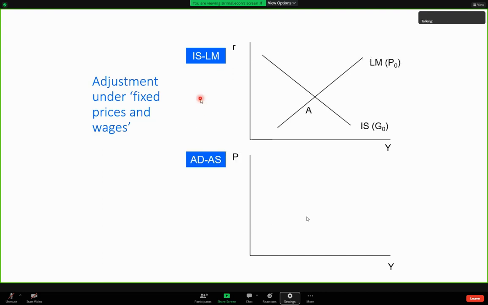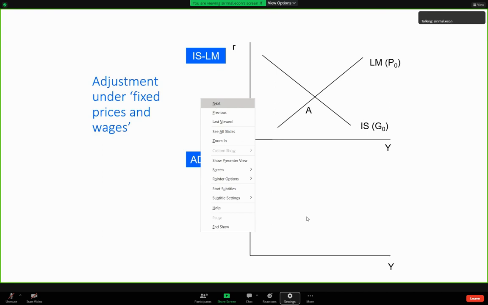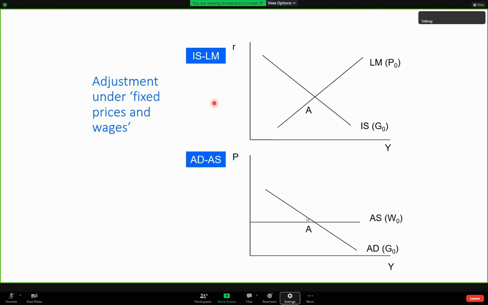Okay, so equilibrium is at point A. We have an IS schedule and LM schedule. The two lines represent the output market equilibrium and money market equilibrium. So the simultaneous equilibrium is at point A.